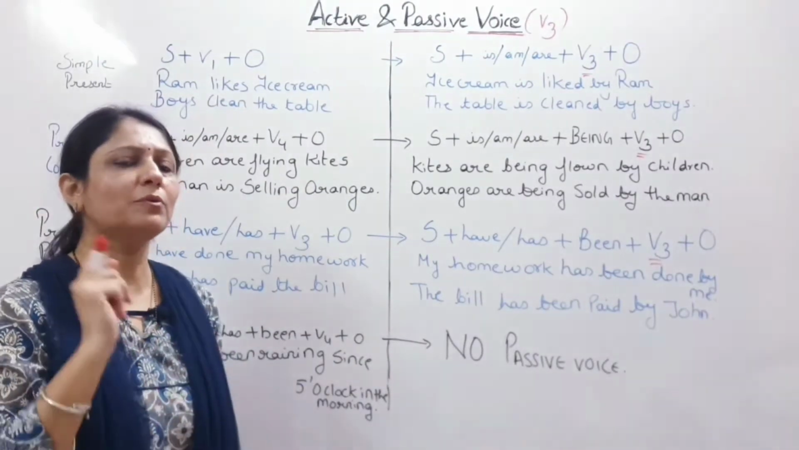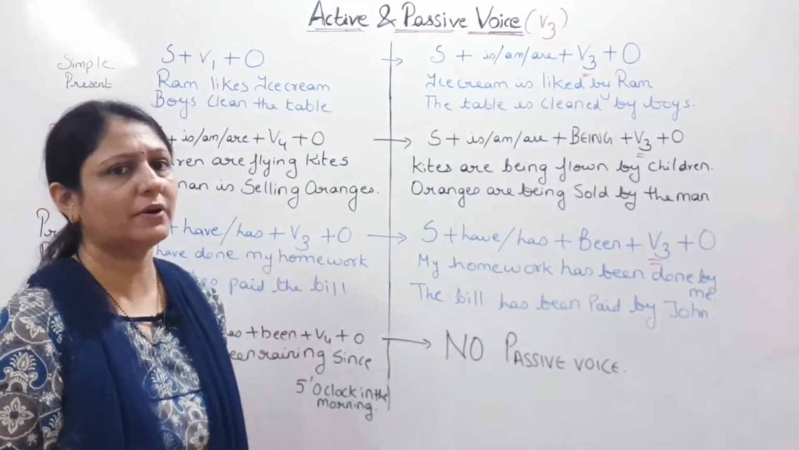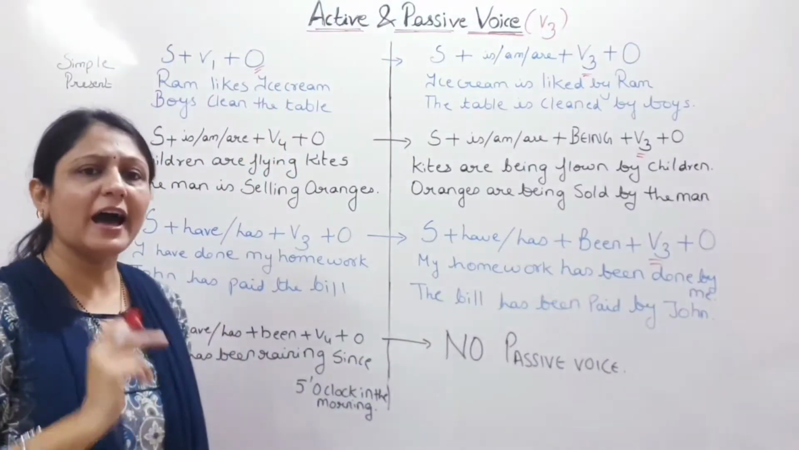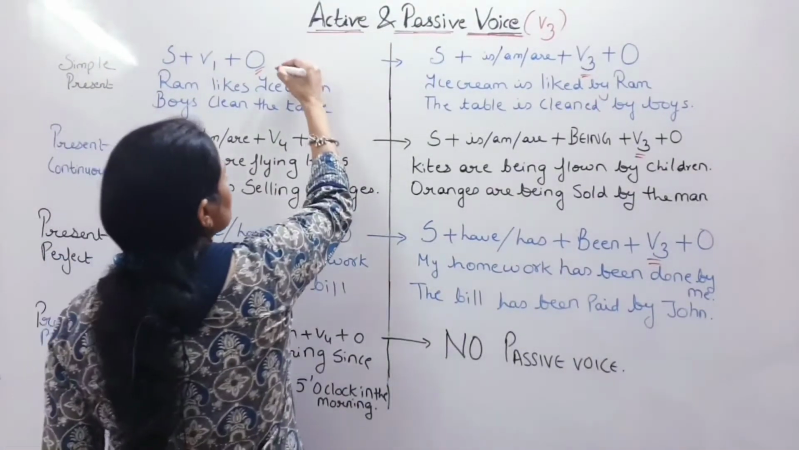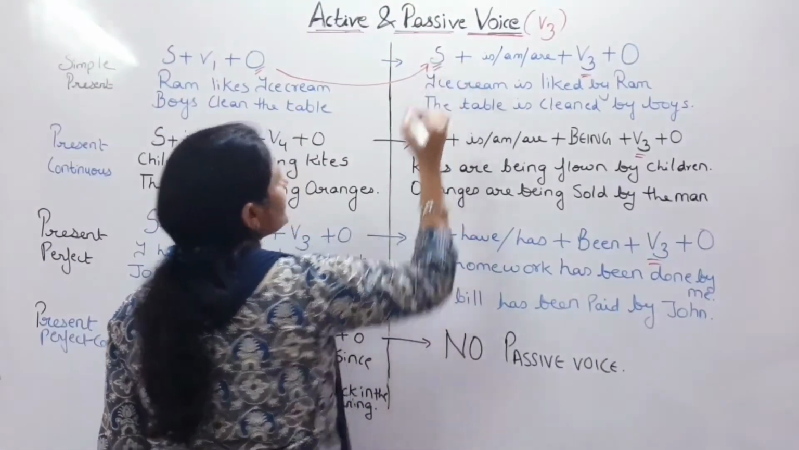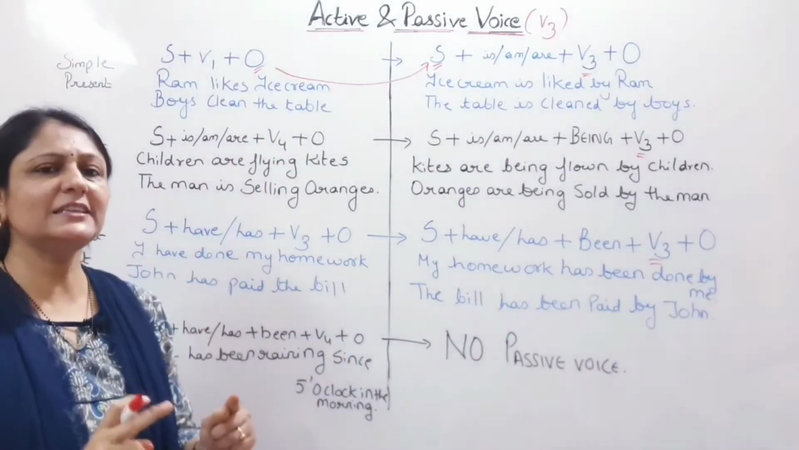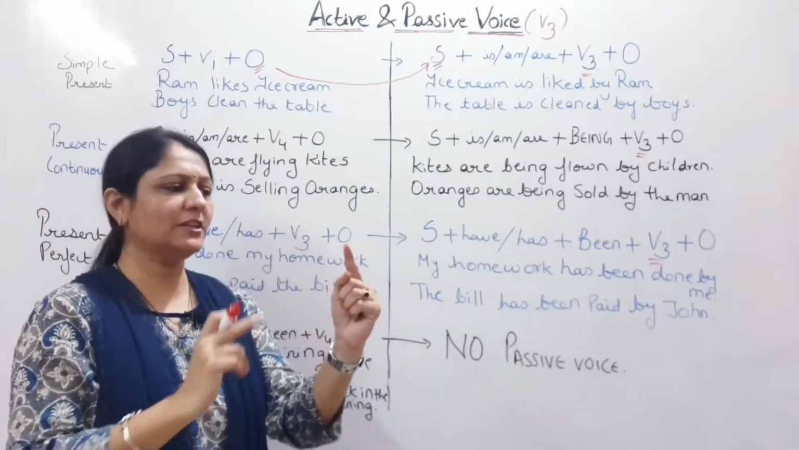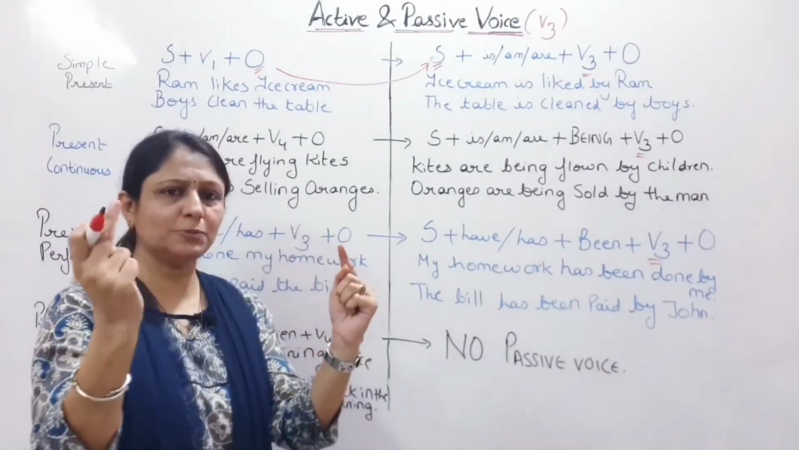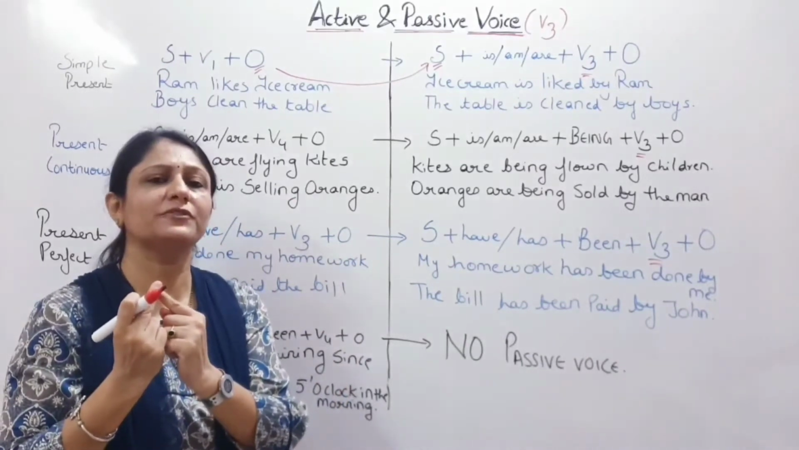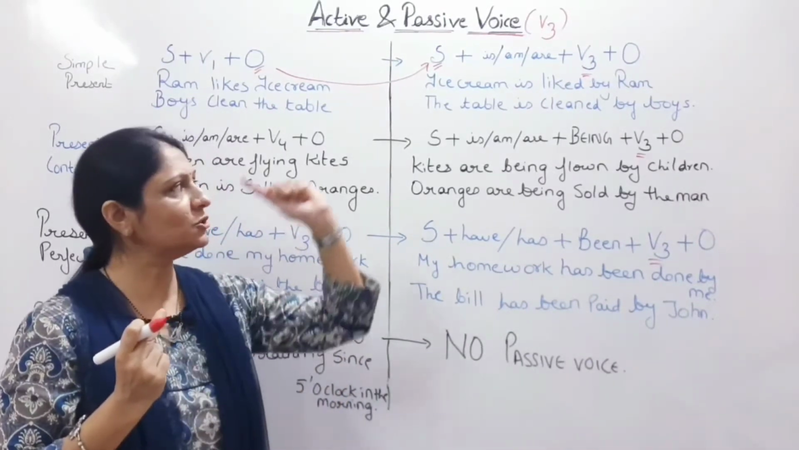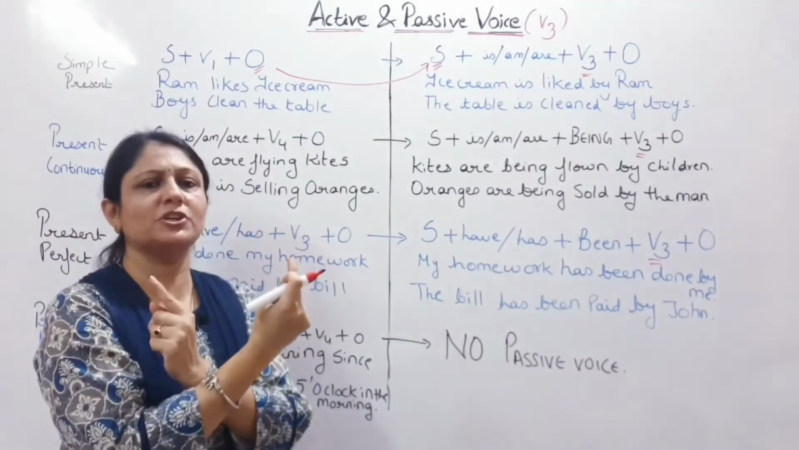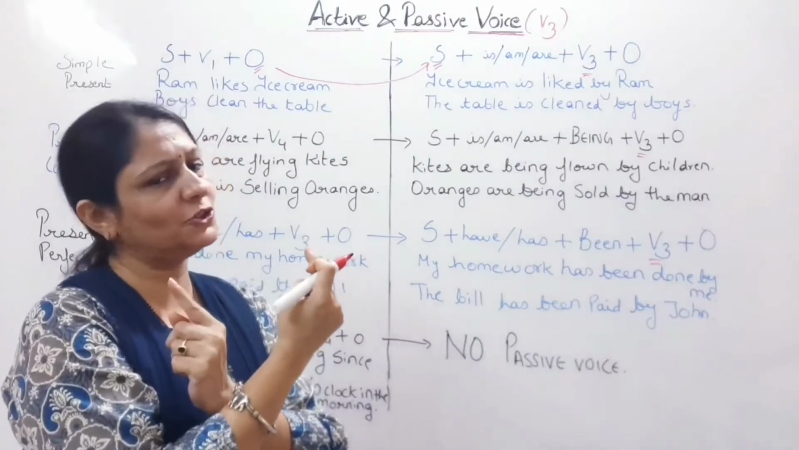There is one more most important thing that you need to remember: the object of active voice becomes the subject in passive voice. This is the most important thing to be remembered. That means the object of active voice changes its position and comes into the position of subject when we change the sentence into passive voice. Subject and object always interchange their positions when going from active to passive voice.